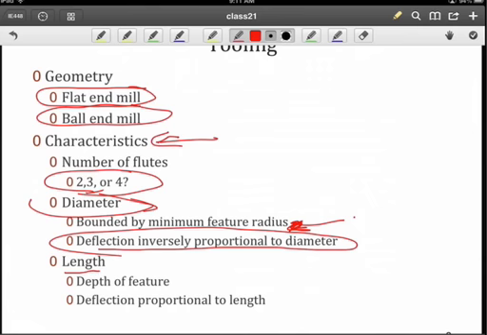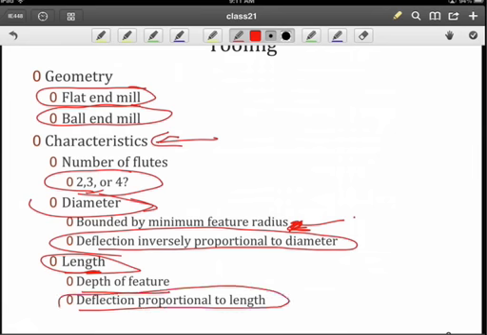The length of the tool must also be considered because that will be related to the depth of the feature. So if we're going to be cutting surfaces to a given depth, then we have to make sure that the cutting surfaces on the tool are sufficient to cover that entire depth. And also tool deflection is not only related to diameter, but also will be proportional to length. The longer the tool, the greater likelihood you're going to have some type of tool deflection.